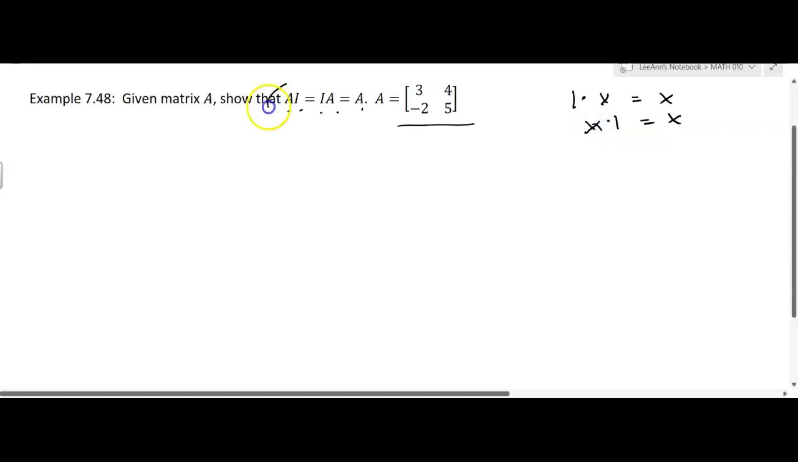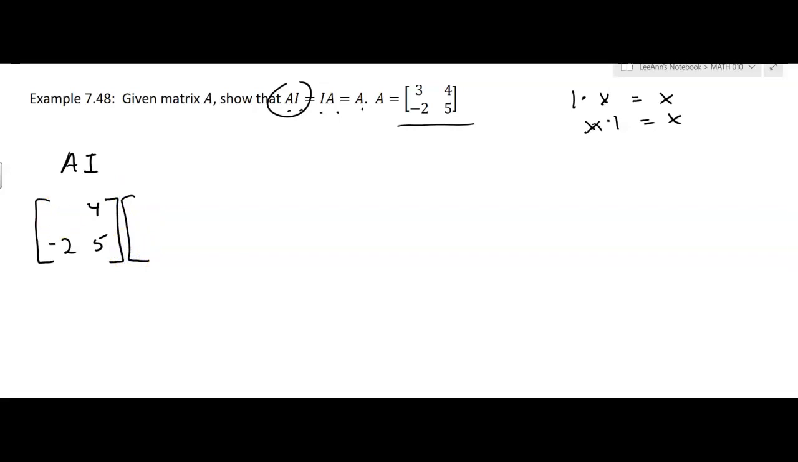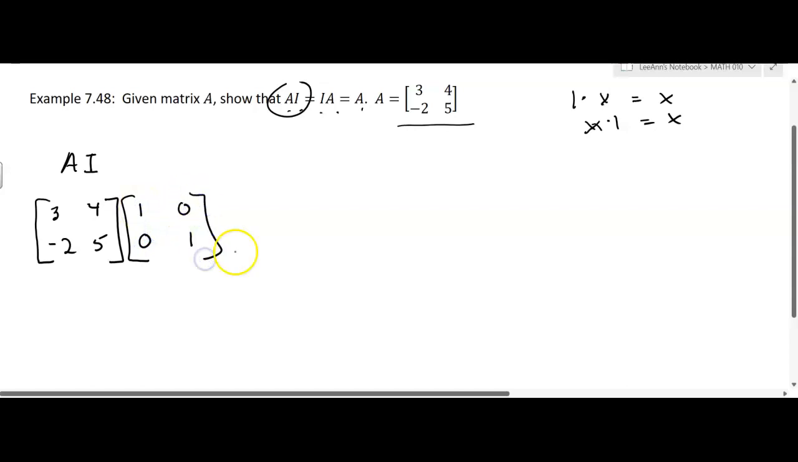We're going to do AI first. So what we're talking about is taking the matrix A, 3, 4, negative 2, 5, times the identity matrix. My 3 isn't very good, so let me fix that. It's 2 by 2, so remember they have to be square. So the identity matrix is going to look like that. Okay, and so then what is that going to equal?